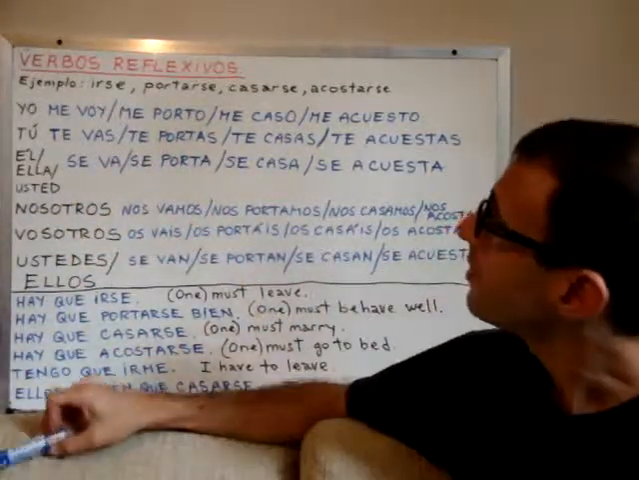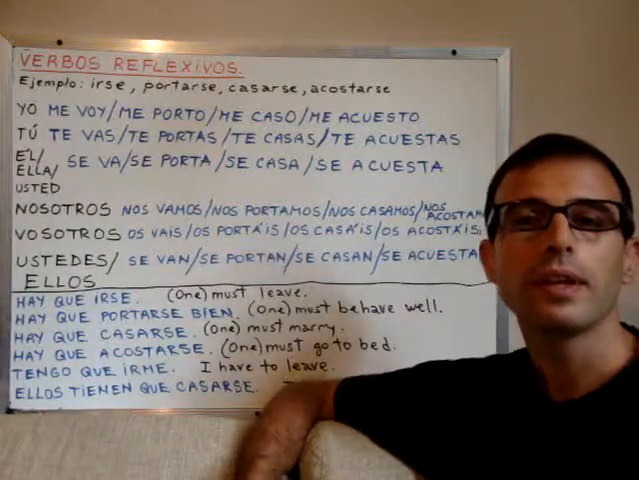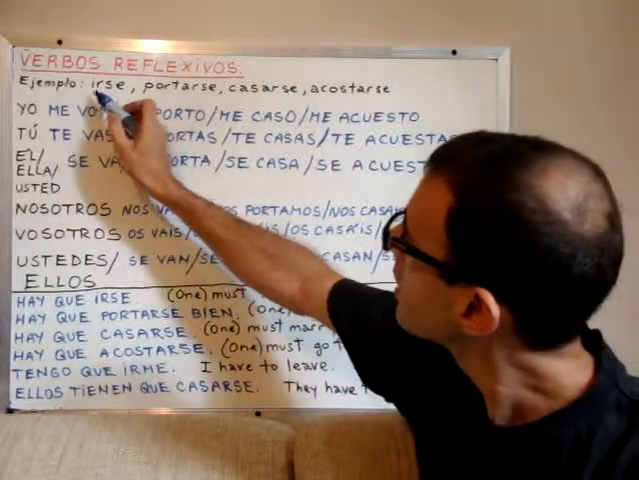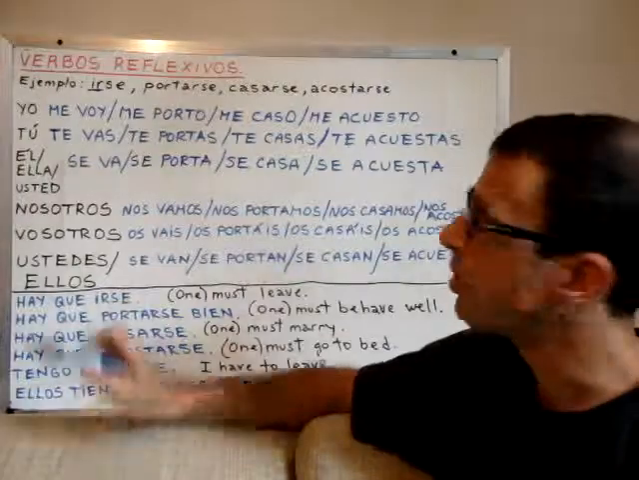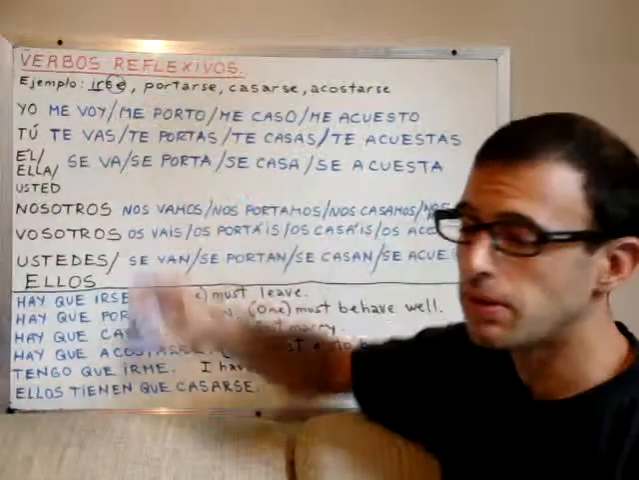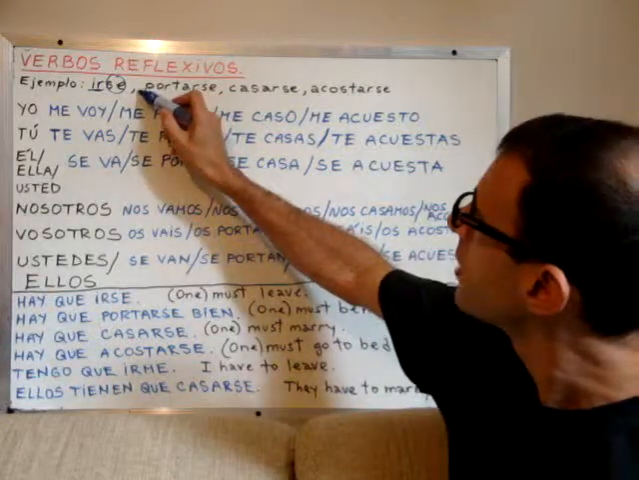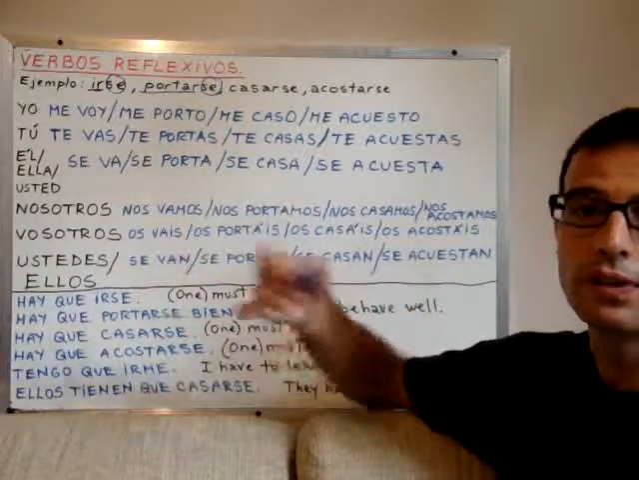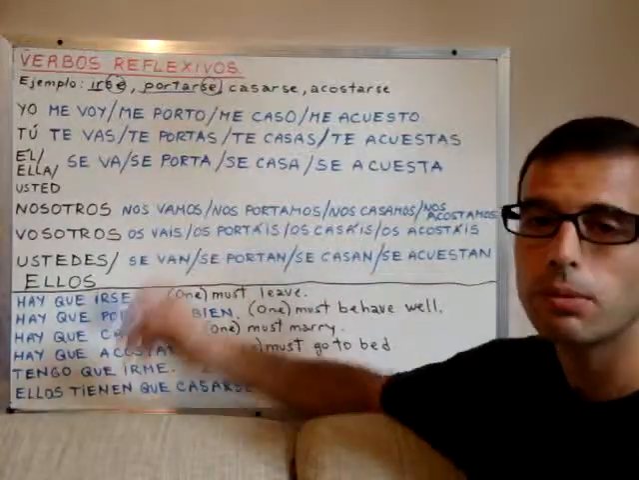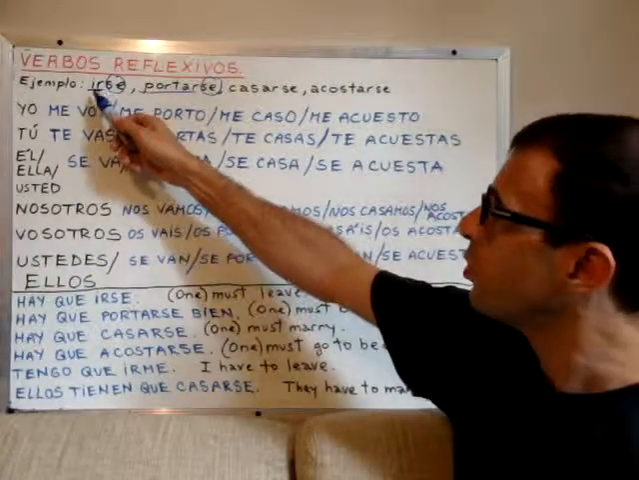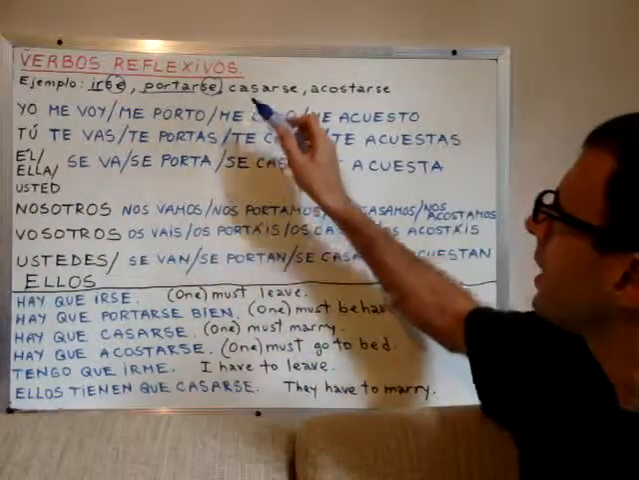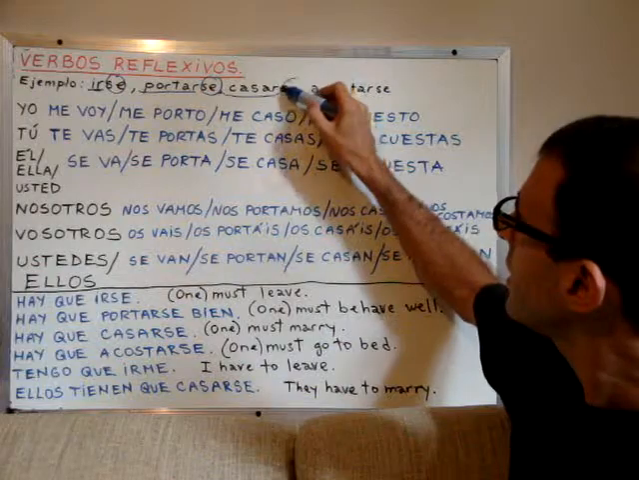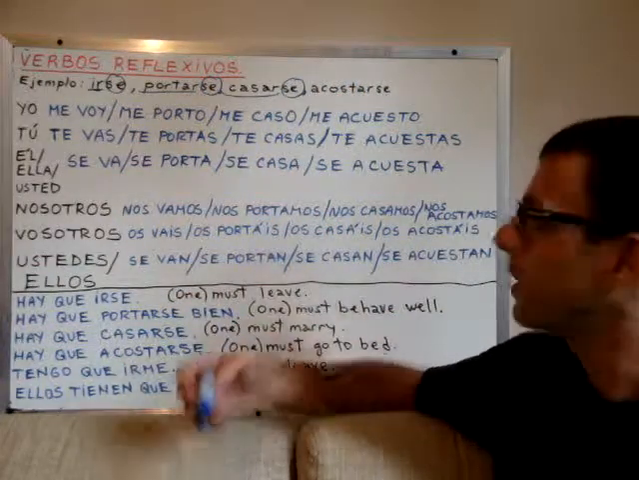So which are the reflexive verbs? Those that have an ending in Spanish. It is an infinitive verb, in this case the verb ir, that means to go, plus the ending se, that means oneself. Portarse. Portar means to carry. Se, oneself, to carry oneself. Portarse means to behave. Irse, to go oneself, means to leave. Casar is to marry. Casarse is to get married, to marry oneself. Okay?